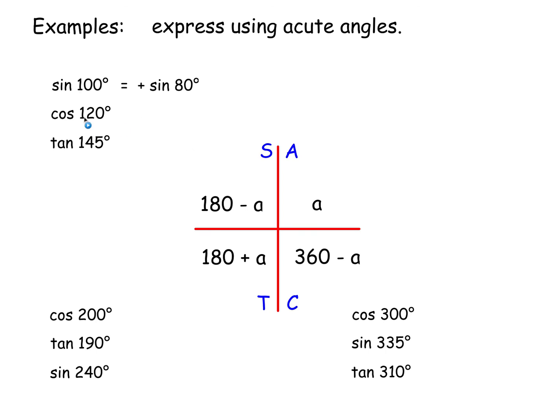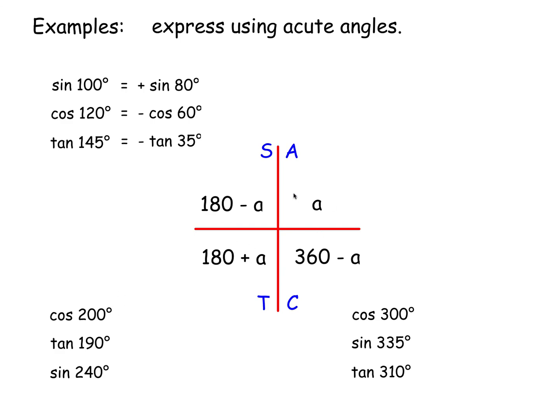And that's that finished. 120 degrees, turn around 120 degrees, you're 60 short of 180. A is 60. Cos 120 is the same as cos 60. But it says the sine's positive, and in here your cosine then is negative because you're in this quadrant. Tan 145, turn around 145 degrees, you're 35 degrees short of 180. A is 35. Tan 145 is the same as tan 35. You're in here. This tells you the sine's positive, not the tangent. So here it is.